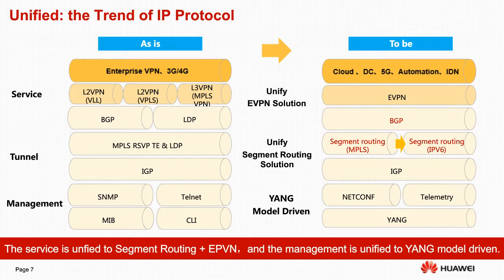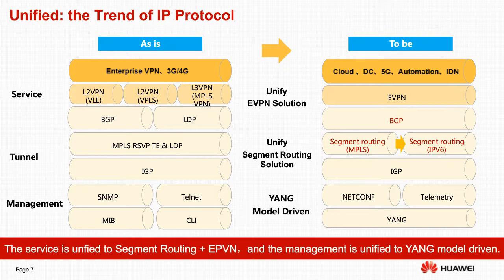So, now we can look at the trends of IP protocol evolution. About automation, we know the integration with the NMS or controller, the cost is very big. Many protocols should be integrated. So in order to support automation, protocol simplification is very important. Right now, it looks like we have many protocols.